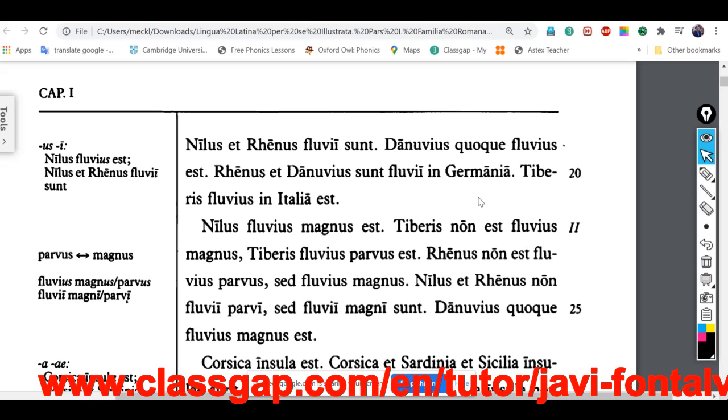The Rhine and the Danube are rivers in Germany. And the Tiber River is in Italy. So here, if you look at the margins, you can see it says Nilus fluvius est, so one river. Nilus Renus fluvii sunt, two rivers. Yeah, fluvii plural, fluvius singular.